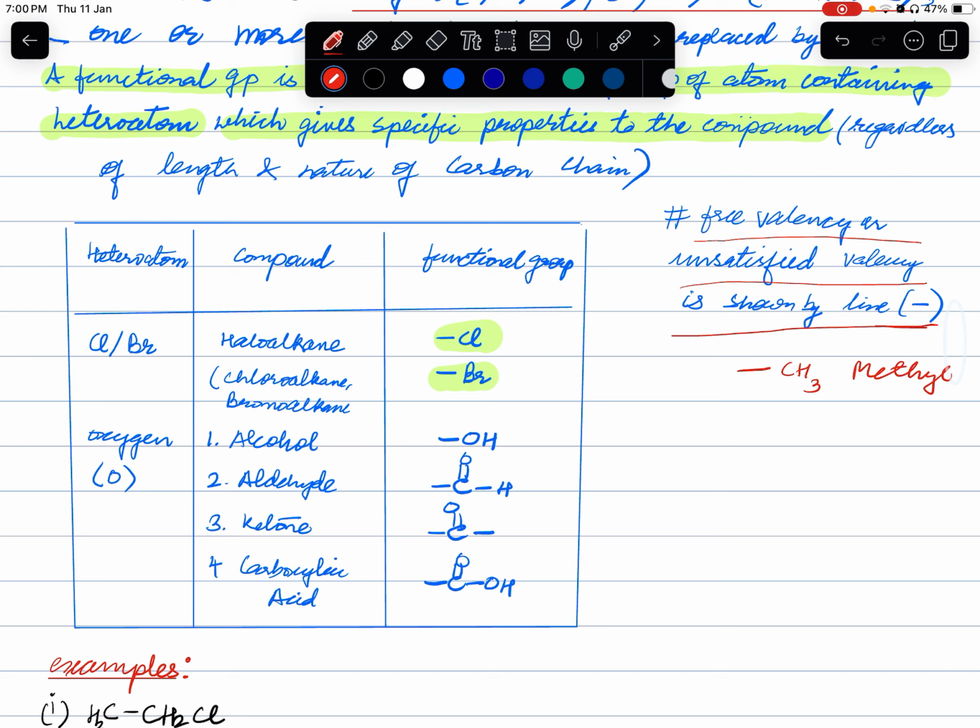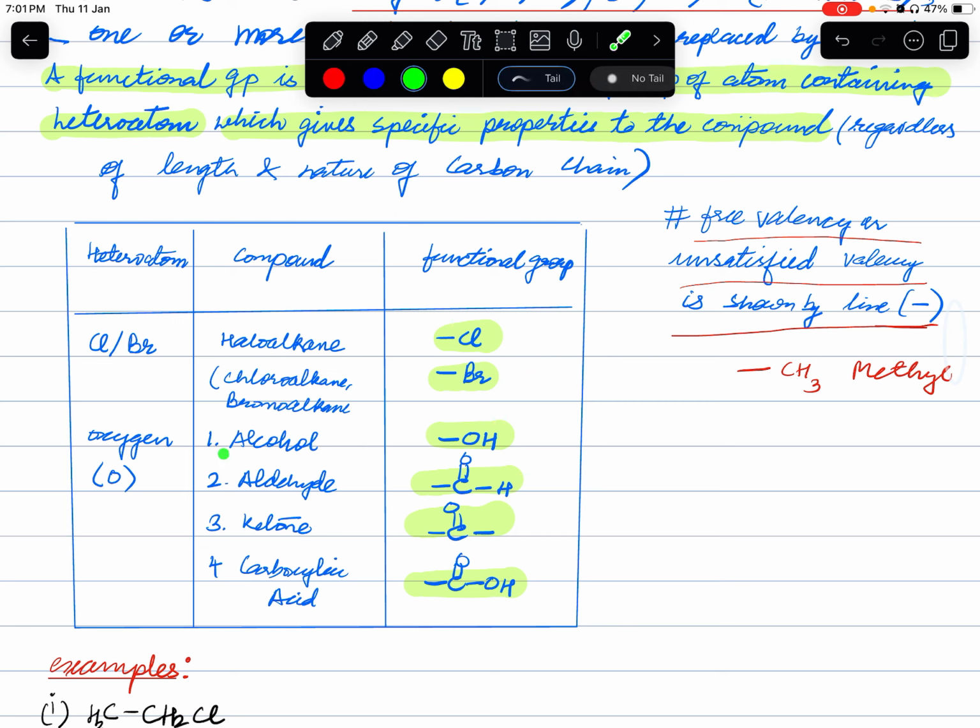when oxygen is the hetero atom, in that case the first class of compound which is formed is alcohol, and it has the symbol OH. The second class of compound formed is aldehyde. It has the formula COH or CHO. Ketone has the CO group. And carboxylic acid has the COOH group. Okay, don't get confused by these groups. We will discuss how they are formed and what their nature is. Simply you have to remember what the idea is.